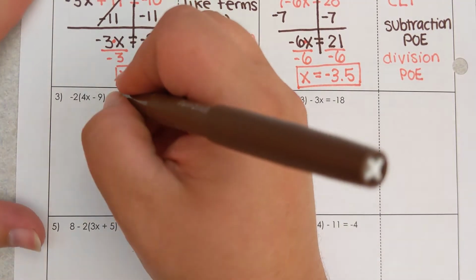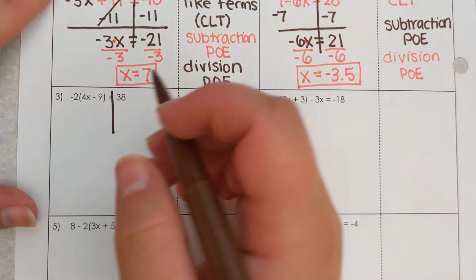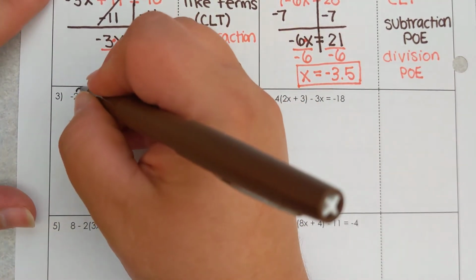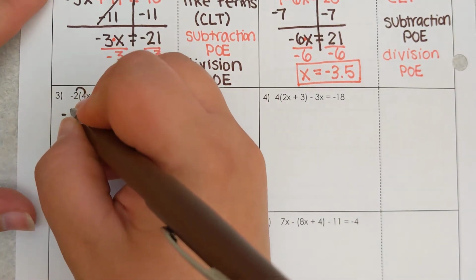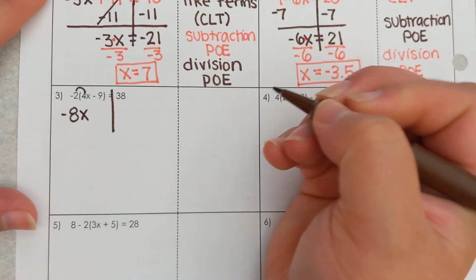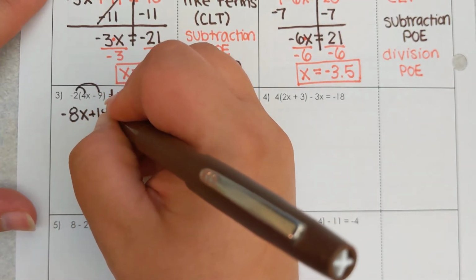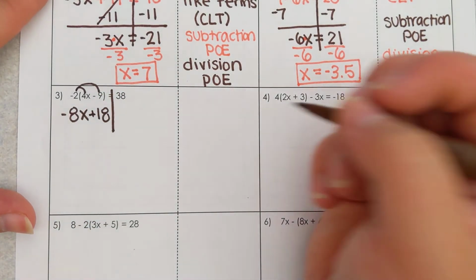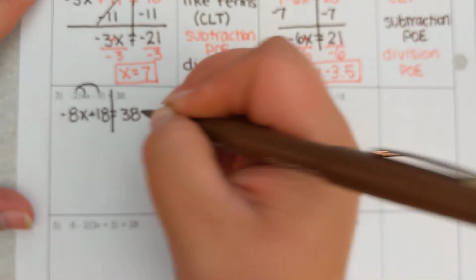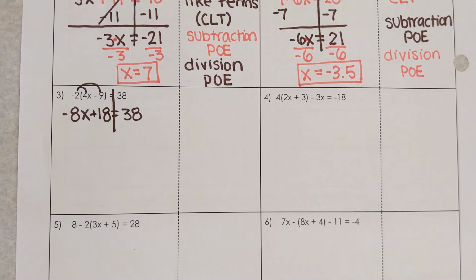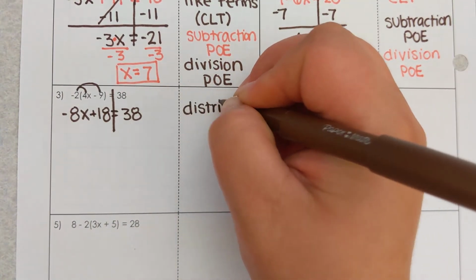Okay, I'm going to go through these, start going a little bit faster now that we've done a couple. Start with my equation, river, bar, whatever you want to call it. I do have parentheses, so I need to multiply. -2 times 4x is -8x. -2 times -9 is positive 18. 2 negatives multiplied together makes a positive. And then the equals 38. Come over here, and I'm going to say that I distributed.